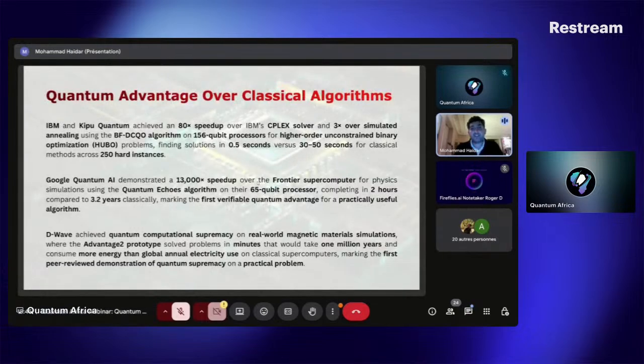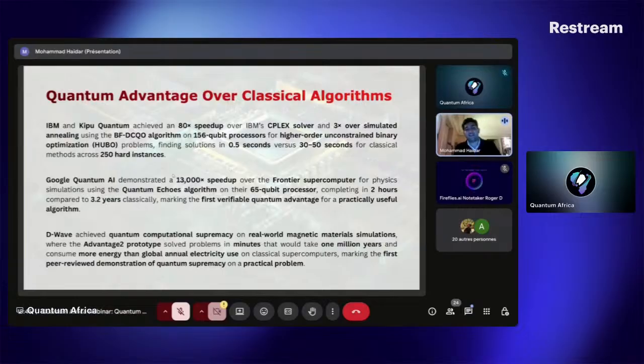So for the quantum advantage over a classical computer, recently QPU and IBM have achieved an 80 times speedup over Cplex, and 3 times over the simulated D-Wave annealing, on the 156 qubit processor, as I told you in IBM. They find a solution in about 0.5 seconds versus 30 to 50 seconds.